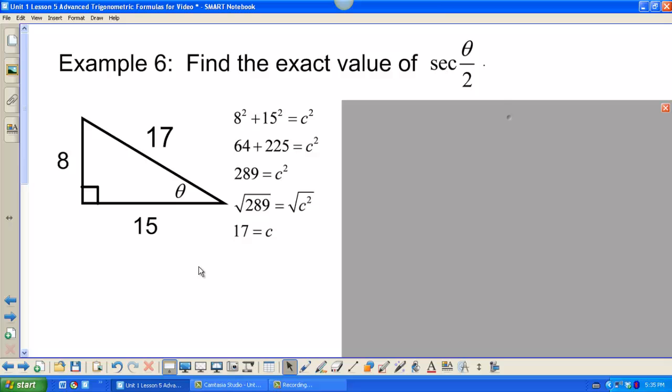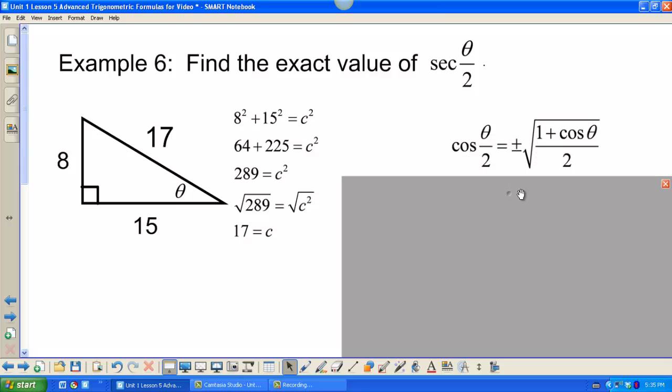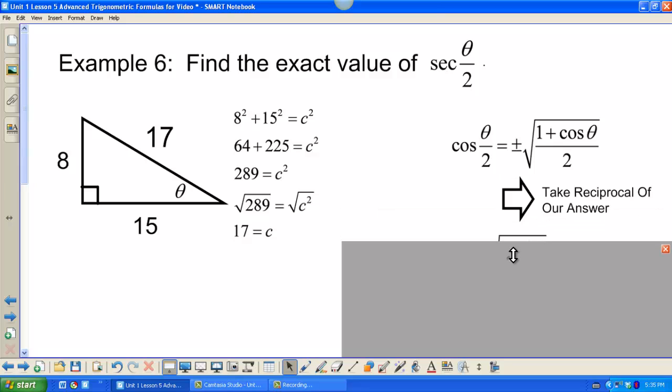Now, we don't have a half angle formula for secant, but we do have one for cosine. So my plan of attack is I'm going to continue the problem using the cosine of the half angle formula. However, I'm going to take a reciprocal of our answer to find the secant of the half angle. If you notice in the problem, our x and our y are both positive. Therefore, when we have to determine if my final answer should be a positive square root or a negative square root, 8 and 15 are both positive values. Half of that would still keep the x and the y in the first quadrant, positive values. So for this problem, we do not have to worry about the negative portion of this formula.